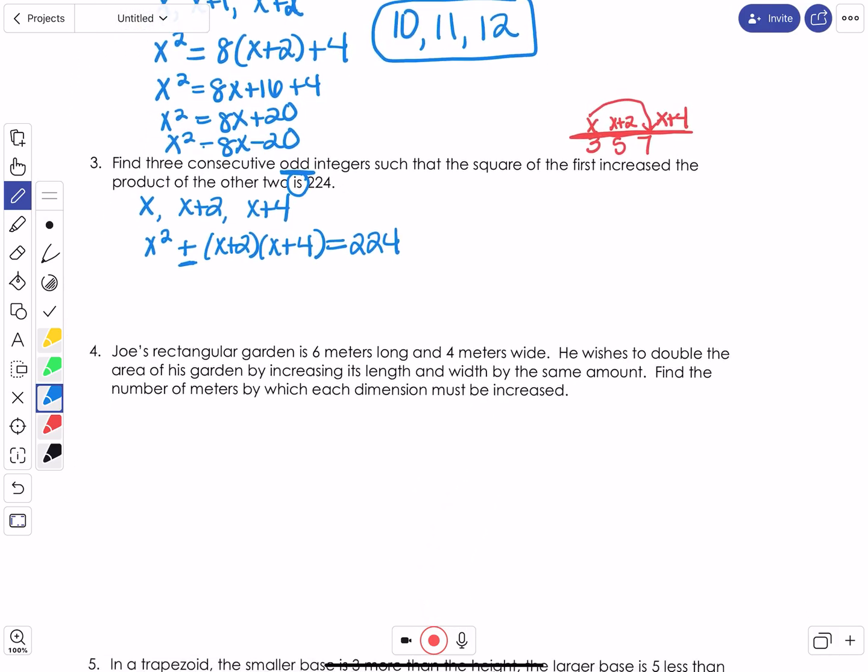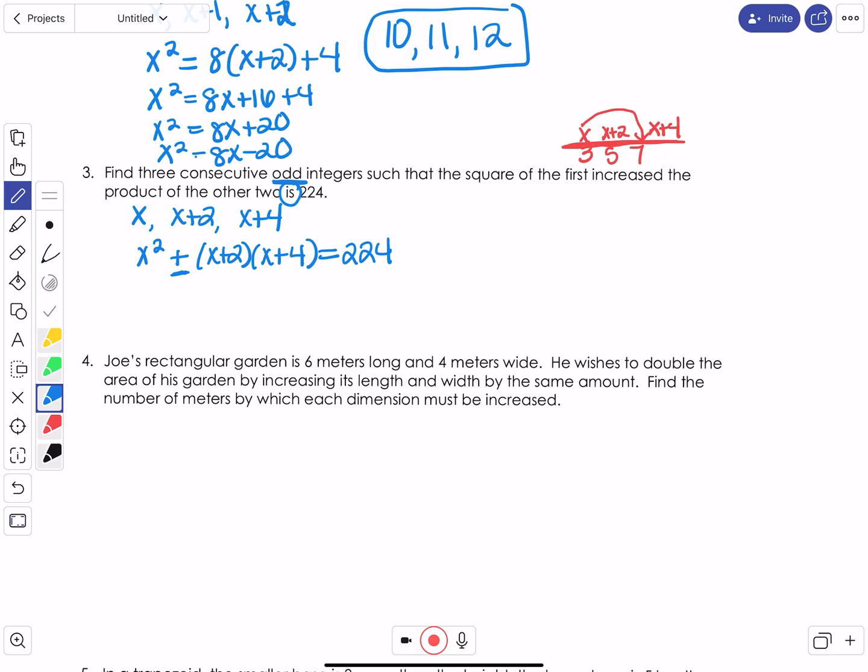Okay? All right. So let's simplify this here. The first thing we need to do is FOIL right here. All right, so x times x is x squared. x times 4 is 4x. 2 times x is 2x. And 2 times 4 is 8. And then, of course, I bring down that x squared. So x squared plus x squared is 2x squared. 4x plus 2x is 6x.